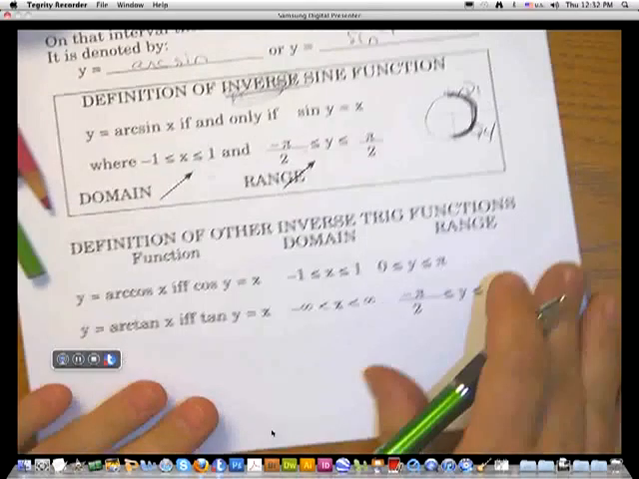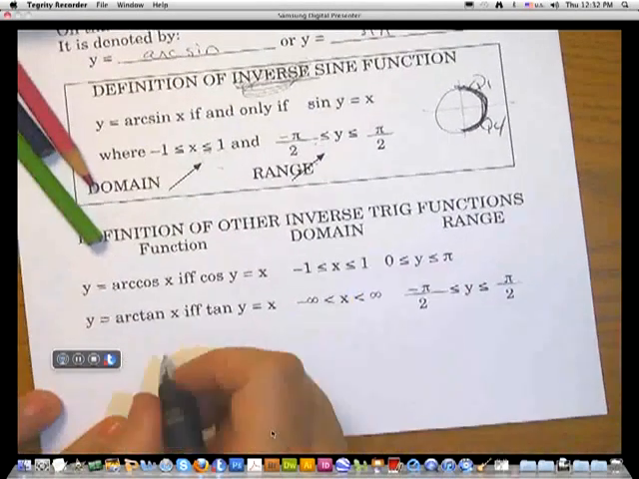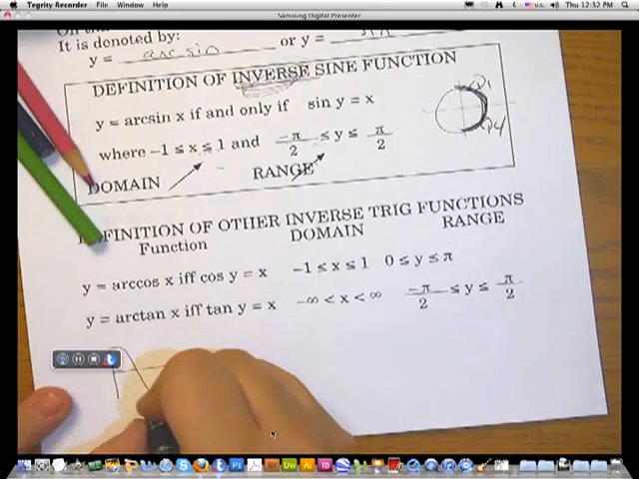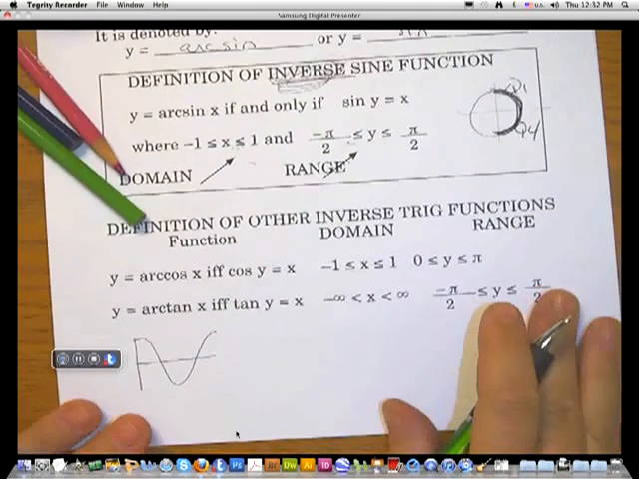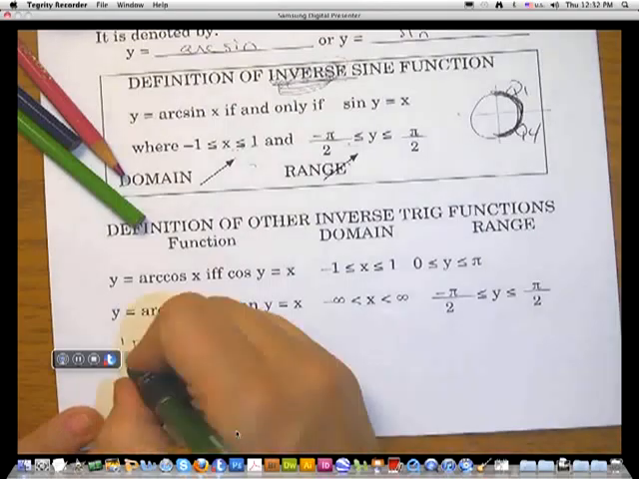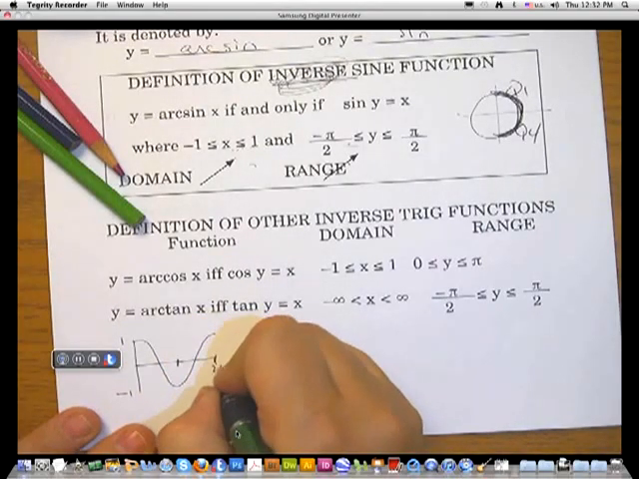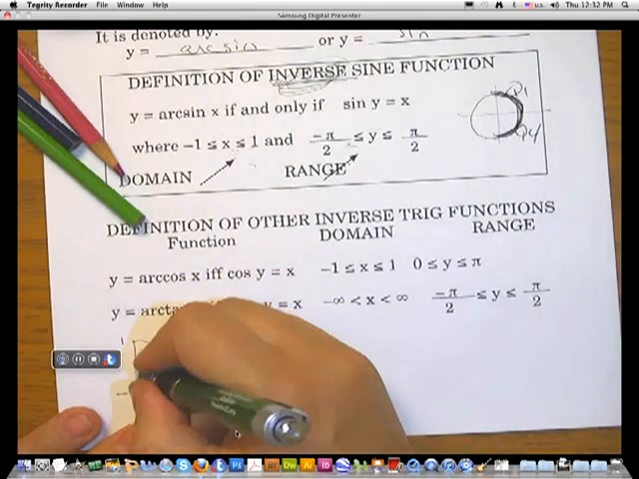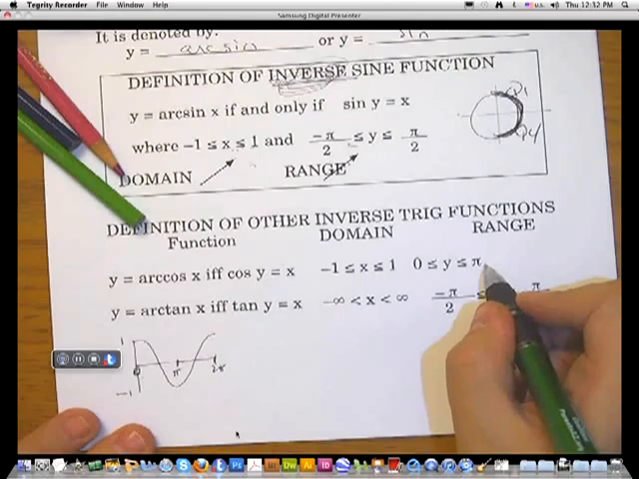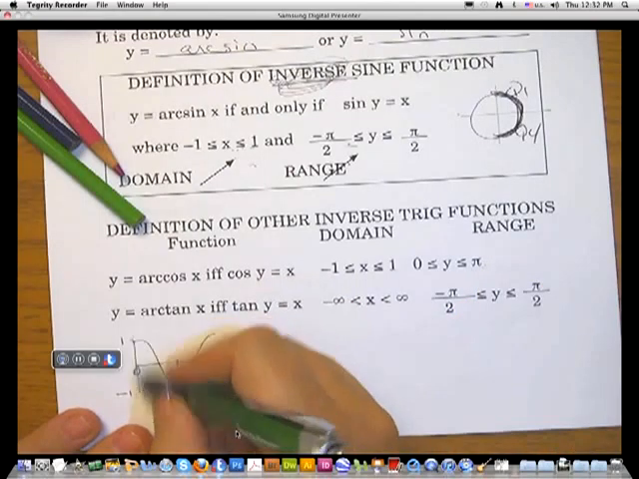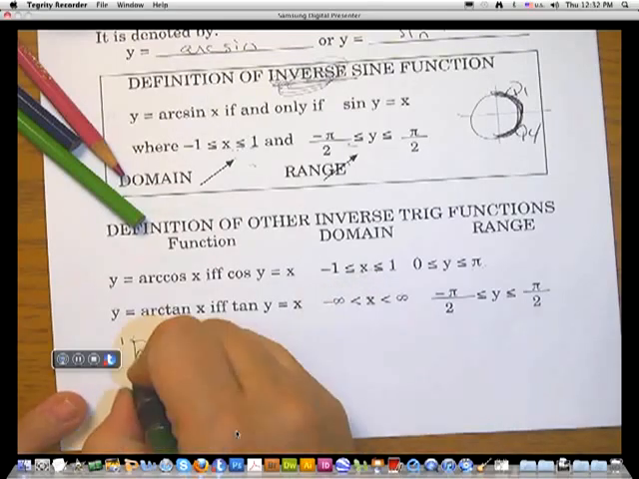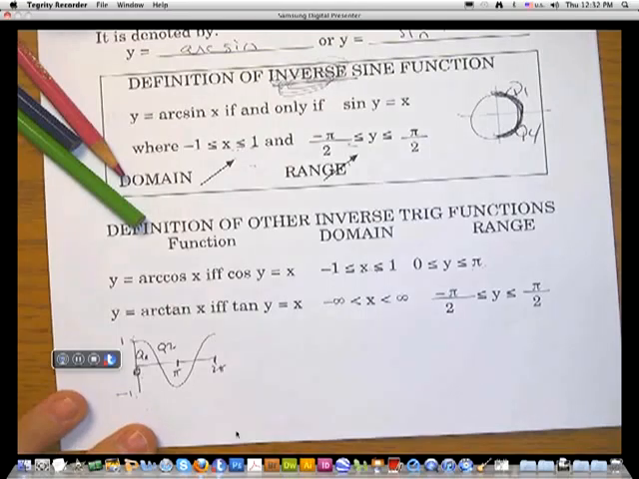As we look at cosine, just do kind of a quick sketch here. Here we have a cosine. If I'm looking at the inverses from negative 1 to 1, I'm looking at 0 to pi for the x's, which are the y's on the arcsine, and negative 1 to 1 is the domain. Therefore, that's quadrant 1 and quadrant 2.